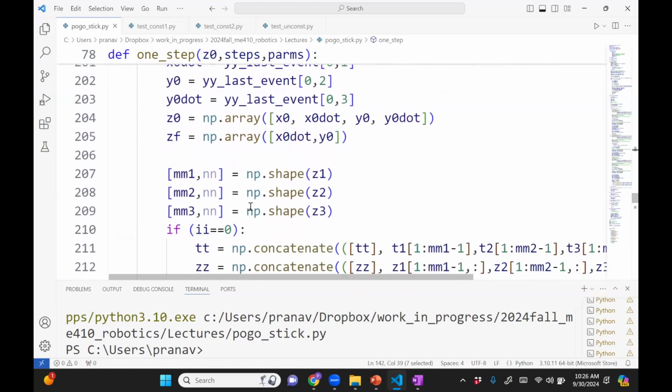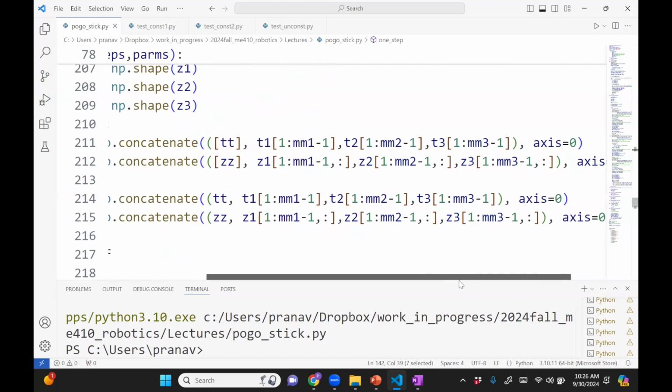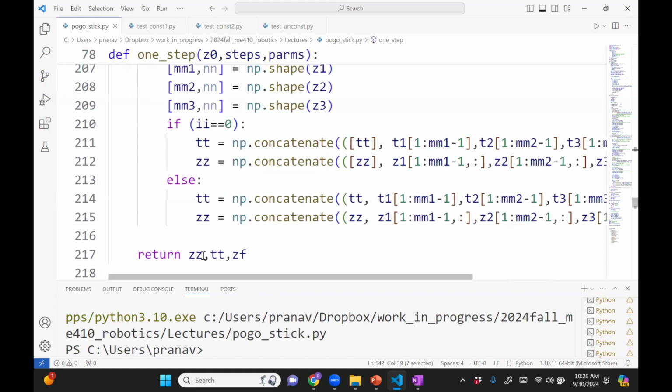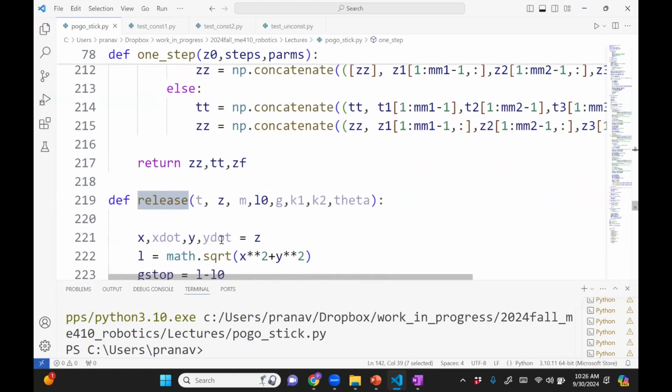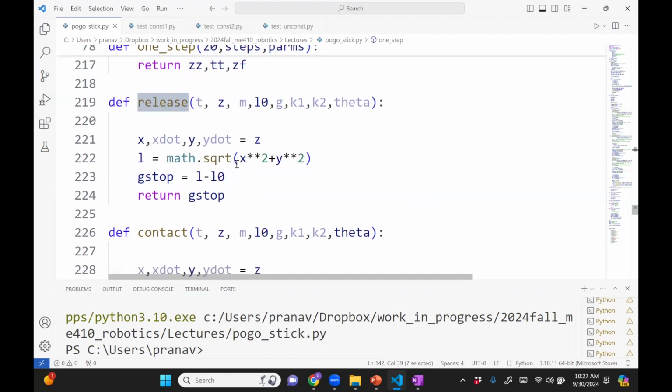Eventually what I do is I take the data for each of those phases. So here we have T1, T2, T3. These are basically flight, bounce, and again flight. You put it all together and then ship it back as a return argument. And then this goes through the conditions. I said release was L minus L0 is 0. So this always checks for the condition that something equals 0. So here length L minus L0 is 0 is the condition. Well, L is x square plus y square.